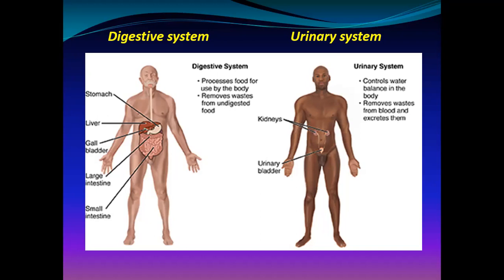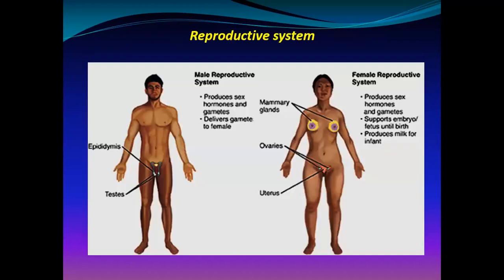So that also evolved from the organs into the organ systems. And then we come to the reproductive system, so the male reproductive system and the female reproductive system. Actually, the reproductive system is responsible for generation.